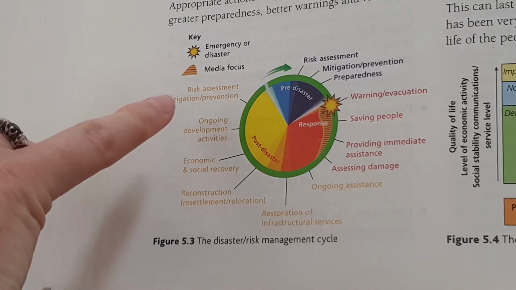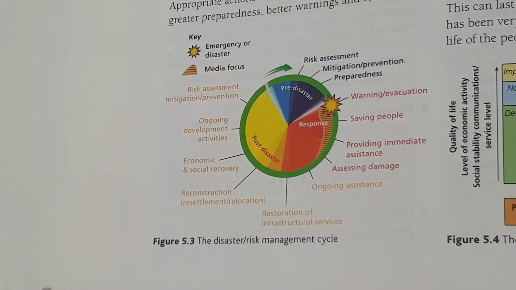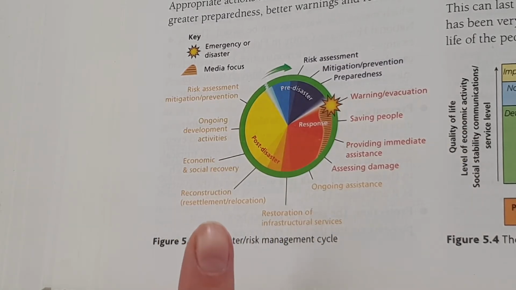So are there things they can put in place so if a disaster were to happen again, they could make it better and reduce the impacts on their people? The thing I like with this model is it just goes through in a nice logical order what people would do.